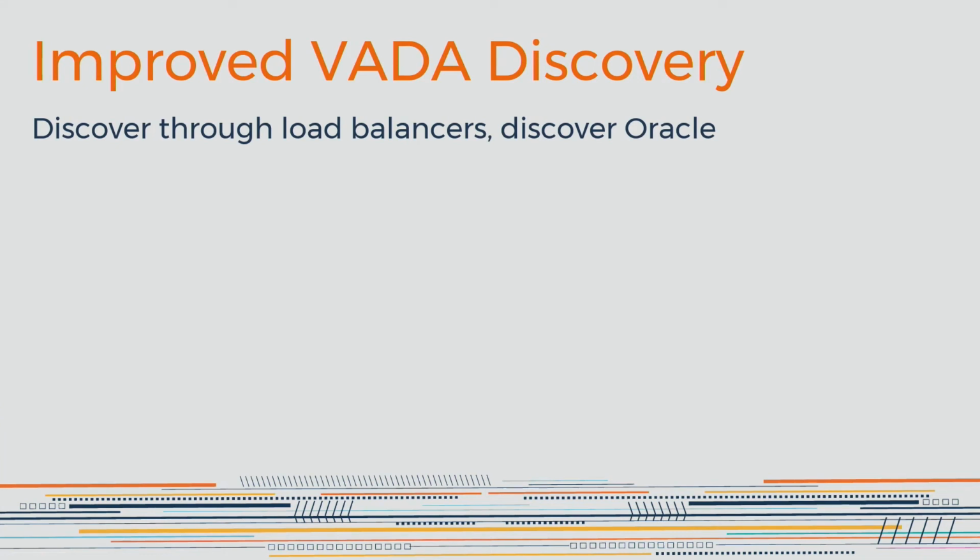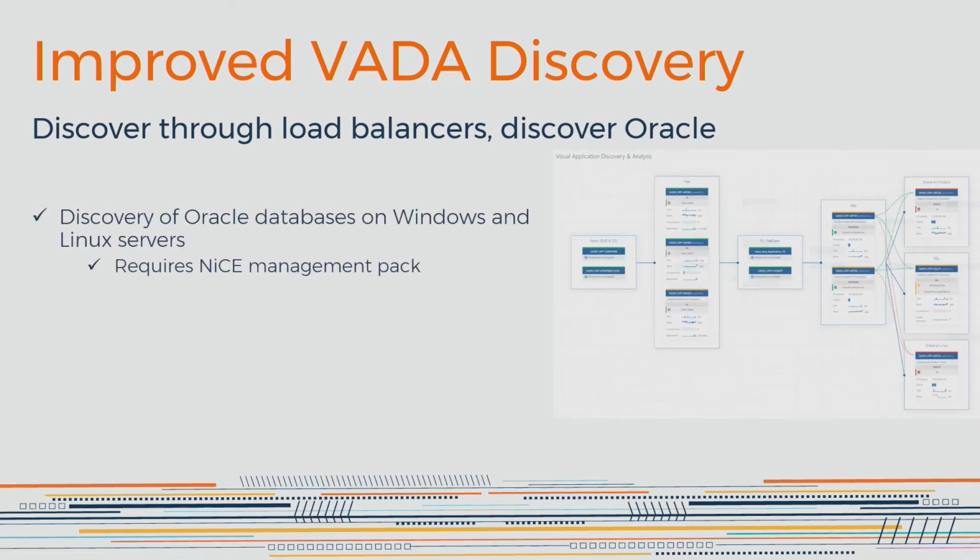And I want to move on to the second theme. So that was theme 1, performance. The second theme is discovery. We've made a number of improvements in this release also to the discovery features: discovering through new load balancer types, and also discovering Oracle databases as well, so you can start building maps. If you can squint, you can see there's actually a Citrix load balancer and an Oracle database in there.